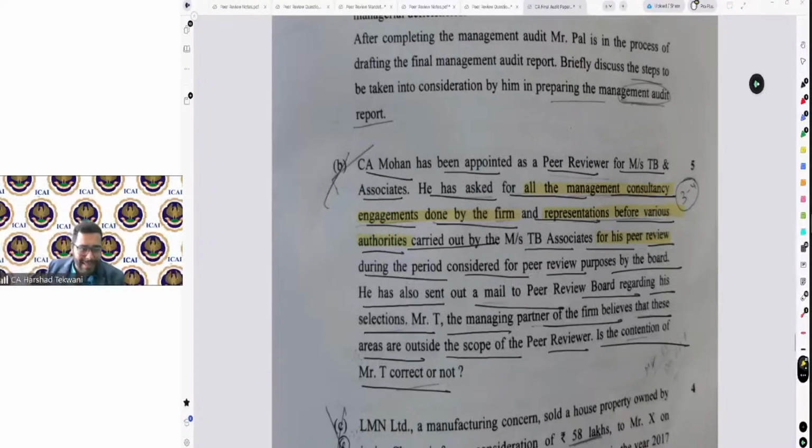Come on, guys. In this case, whether Mr. T, the managing partner of the firm, who believes that these areas are outside the scope of peer review, is this contention of Mr. T correct? Correct, Janvi.